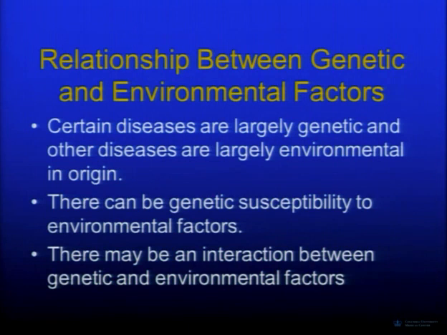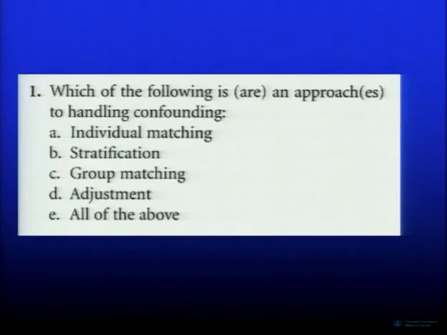The relationship between genetic and environmental factors. Certain diseases are largely genetic, or others are largely environmental. But even if it's largely environmental, you still can have genetic susceptibility, and there could be an interaction between genetic and environmental factors. So that was just trying to highlight some of the features of the last few lectures. It's not totally all that I expect you to know for the final, but it is like a highlight of what I'd like you to definitely know.